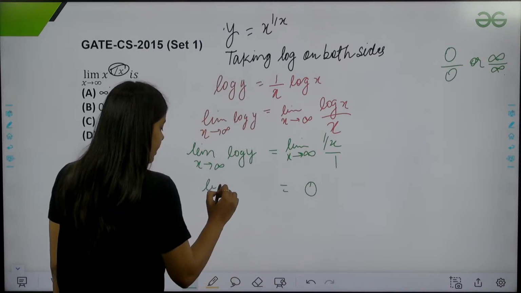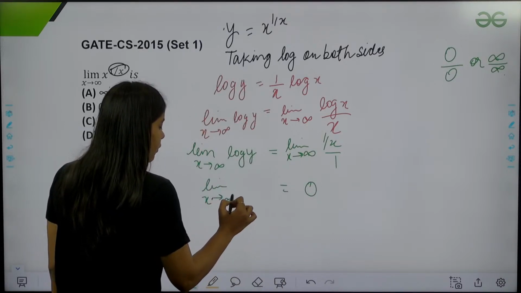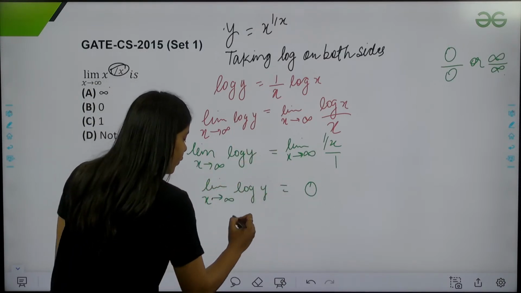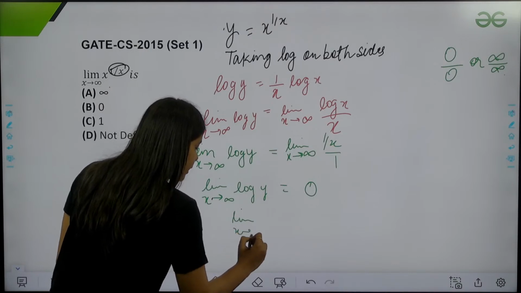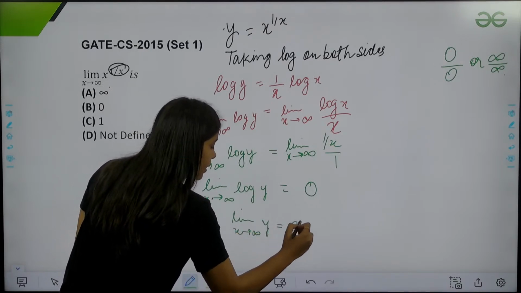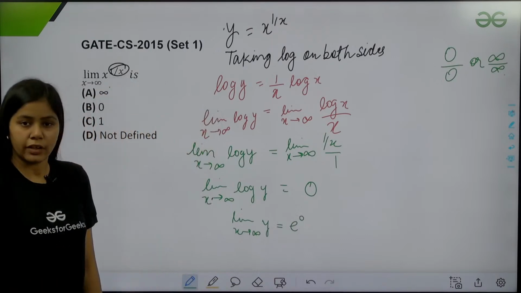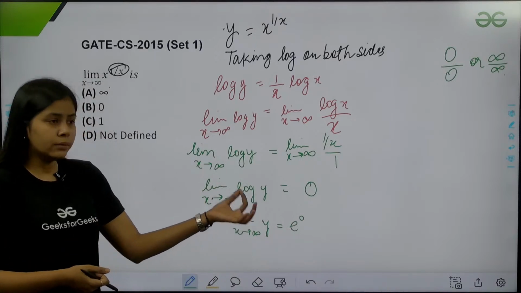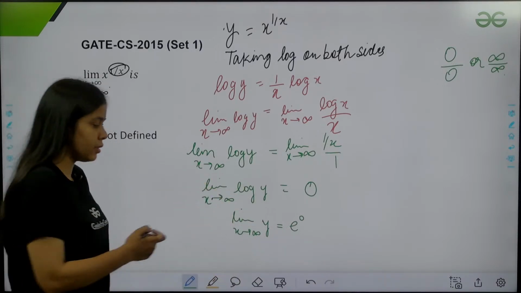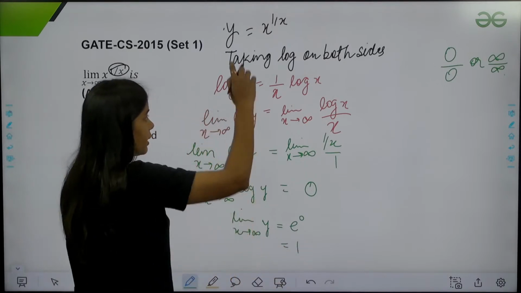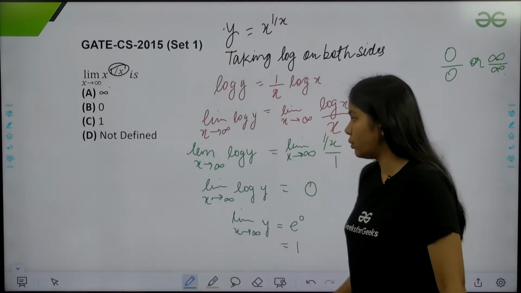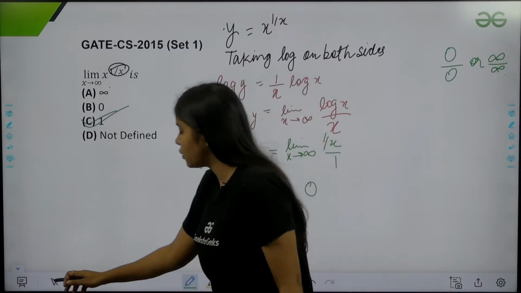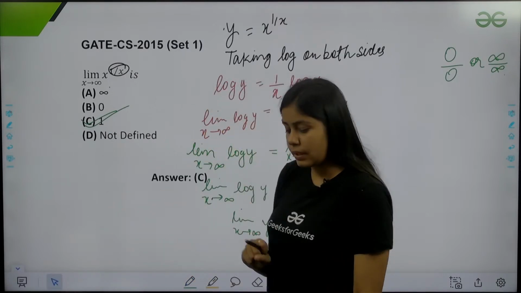Now here limit x tending to infinity log y. Now I'll take this log to the right hand side. So what would I get? I'll get limit x tending to infinity y is e to the power 0, because logarithmic and exponential are inverse of each other. If I take log from the left hand side to the right hand side, it gets converted into exponential. So I'll get e to the power 0, which is 1. So here limit x tending to infinity y is 1. So which option is correct here? Option C is my correct answer.